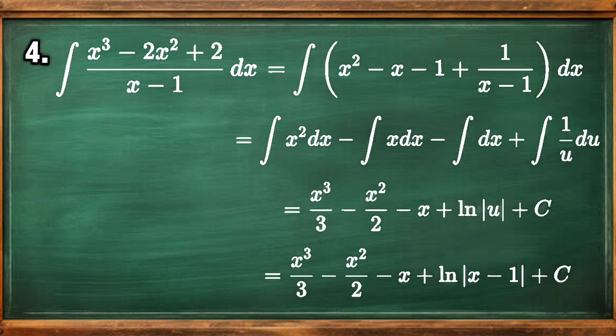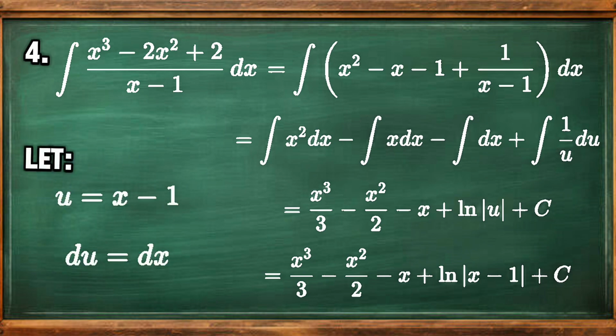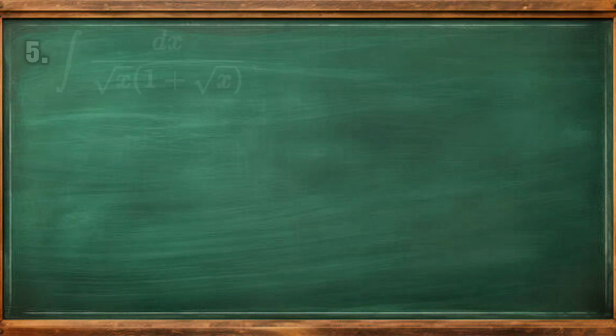And for the last term, which is the integral of 1 over x minus 1 dx, we let u is equal to x minus 1, so that we get the integral of 1 over u du is equal to ln x minus 1 plus c. Putting it all together, the final answer is x cubed over 3 minus x squared over 2 minus x plus ln x minus 1 plus c.